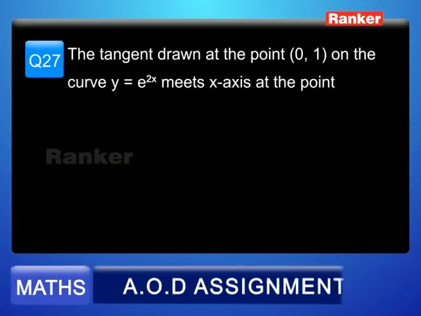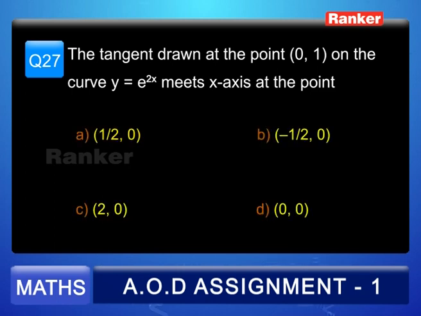Next question. The tangent drawn at the point (0, 1) on the curve y = e^(2x) meets the x-axis at the point. Option A, (1/2, 0). Option B, (-1/2, 0). Option C, (2, 0), and option D, (0, 0).